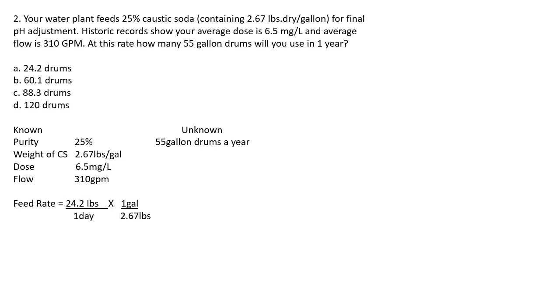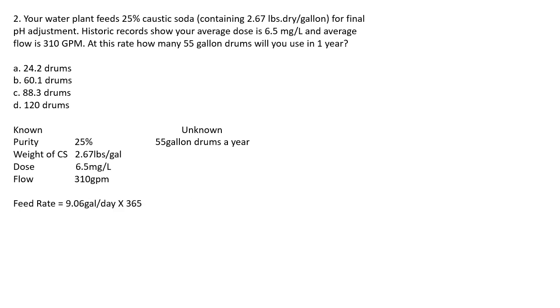So we have 24.2 pounds in a day. The weight of the caustic is 2.67 pounds, so 24.2 pounds times 1 gallon over 2.67 pounds. And that gets you 9.06 gallons per day.